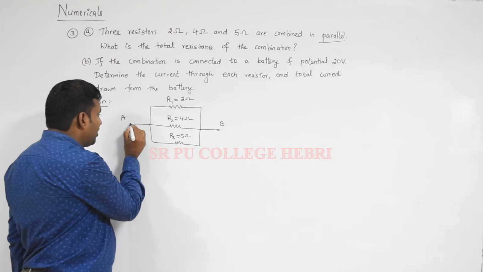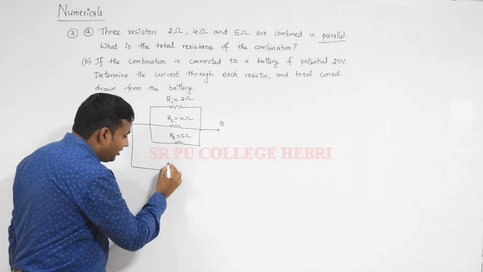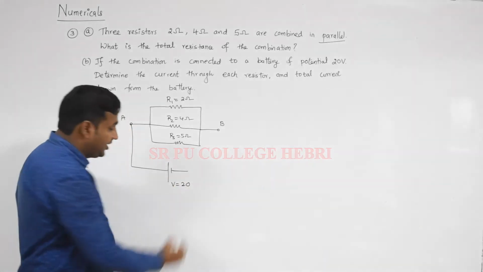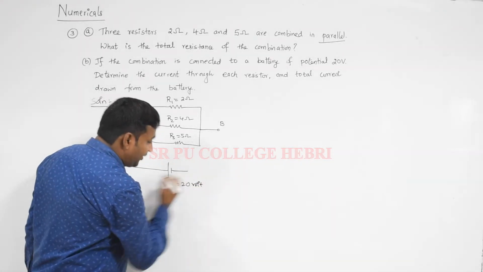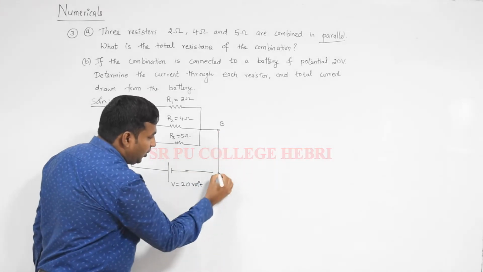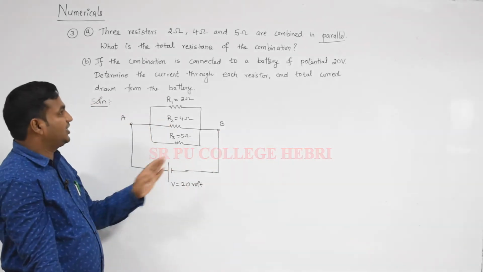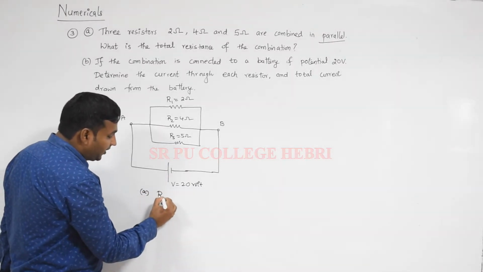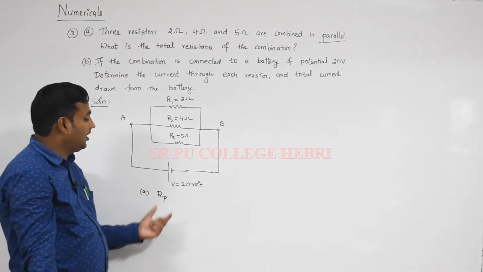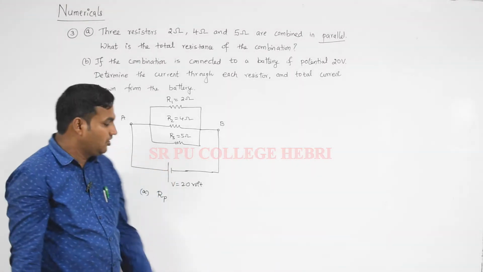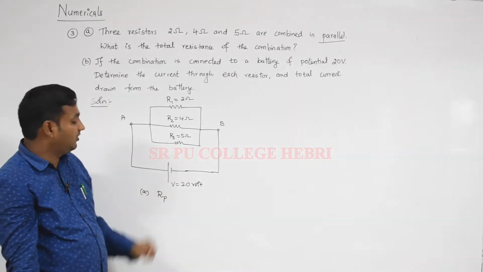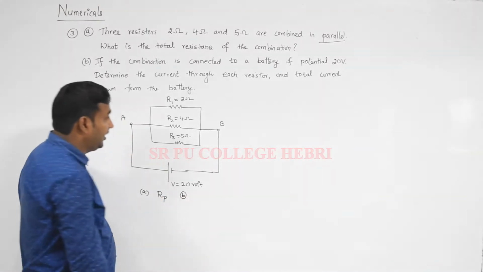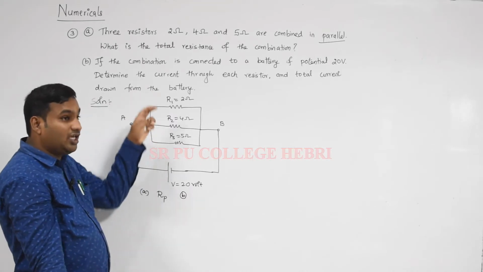Across this combination they connected one battery of potential equal to 20 volt. They gave it as 20 volt. Battery of potential 20 volt is connected across the combination. And by using this circuit, there are two parts. In part A, we have to calculate the effective value or total value of resistance of the combination, also called the effective value or equivalent value of resistance during parallel combination. In part B, we have to calculate the current flowing through each resistor.